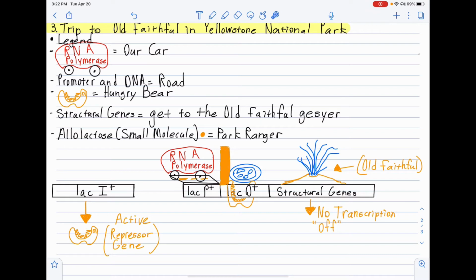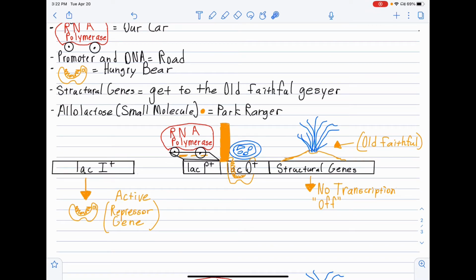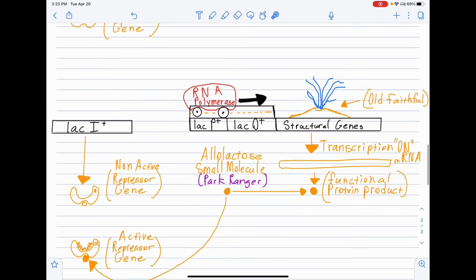So say we're driving and the bear gets in the way and it wants some food in the middle of the road. You can't get to the geyser, sadly, because it stopped you from getting to Old Faithful, and in the sense of reality, there's no structural genes made because the bear's in the way. The repressor's there. So we call in the park ranger.